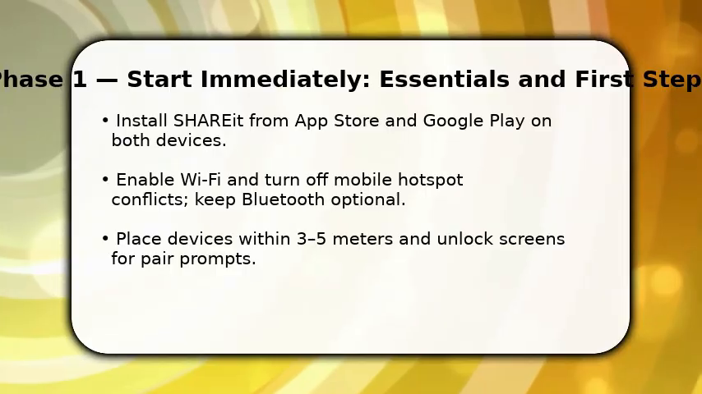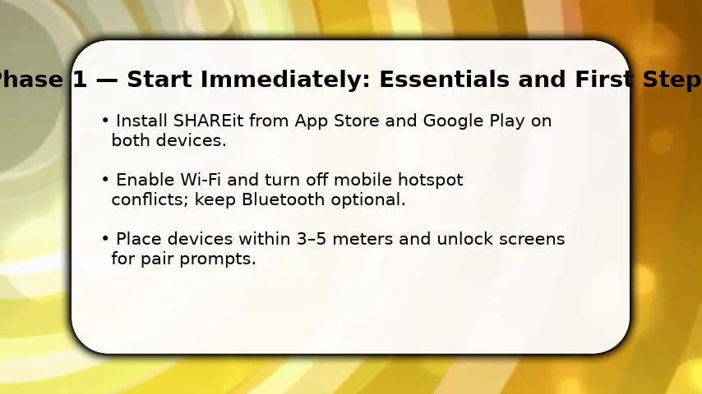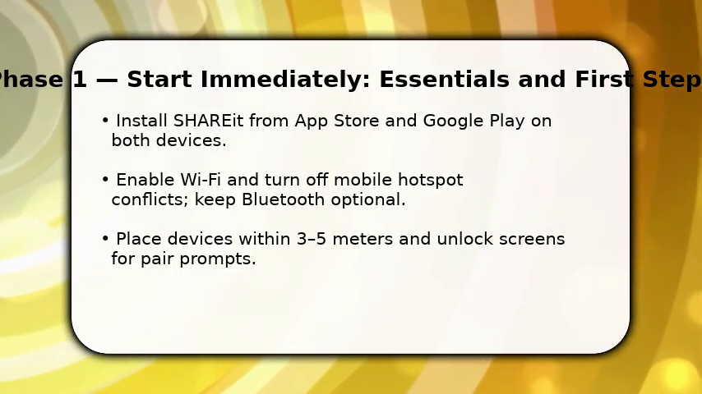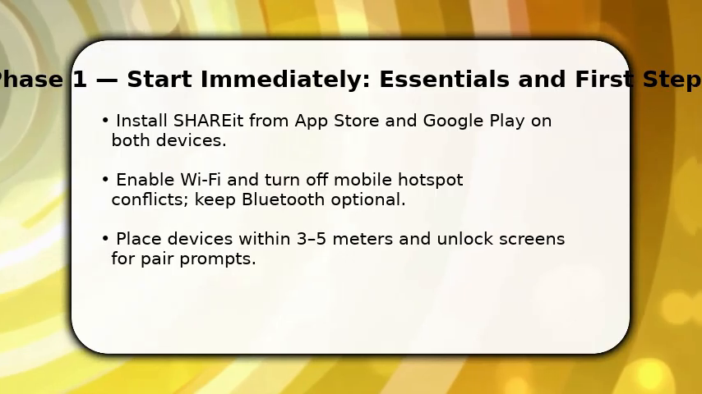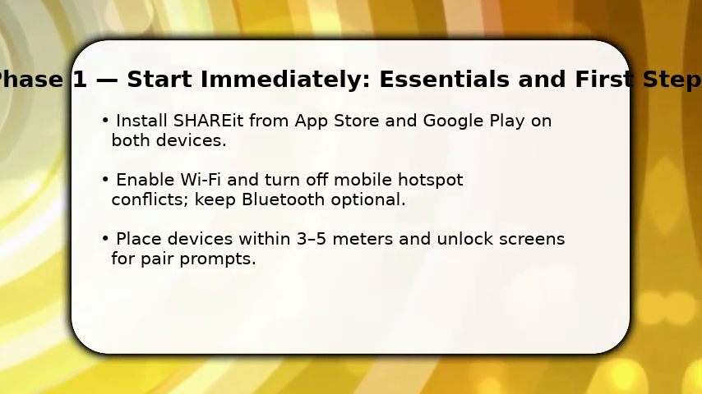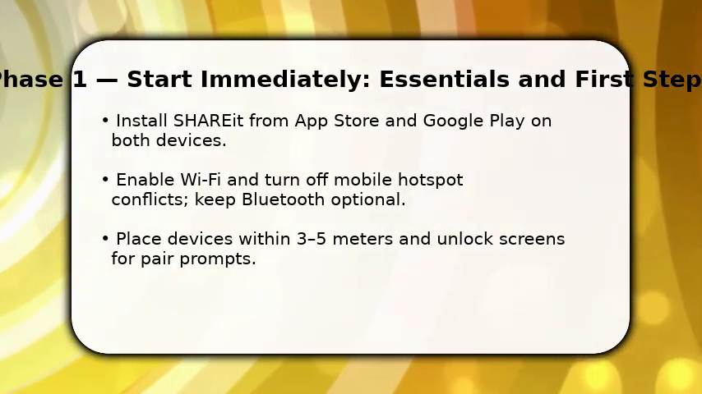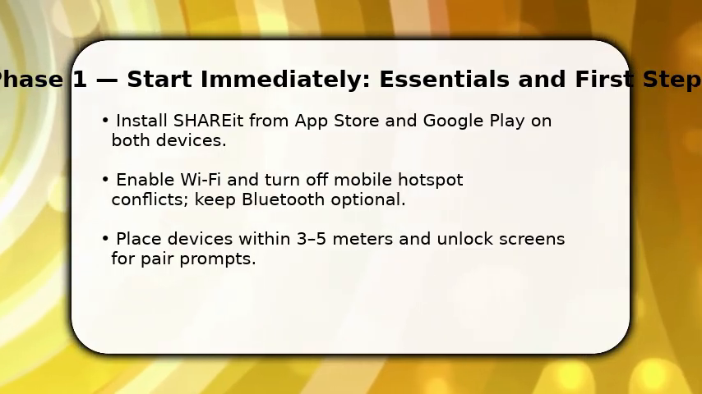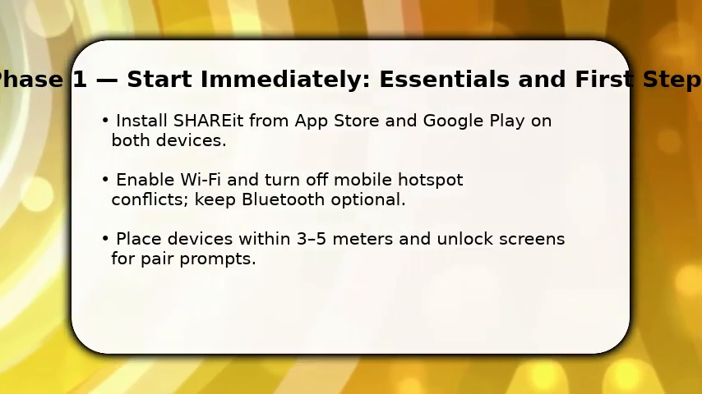You start by opening Shareit on both phones. This creates the fast transfer environment. Once both apps are open, make sure Wi-Fi is on. Shareit uses direct Wi-Fi, not cellular. You should disable any personal hotspots to avoid network conflicts.